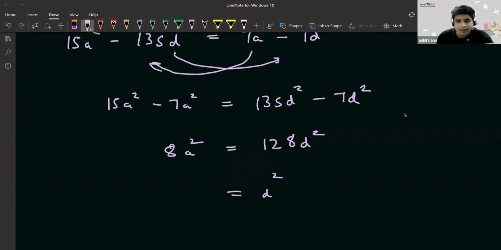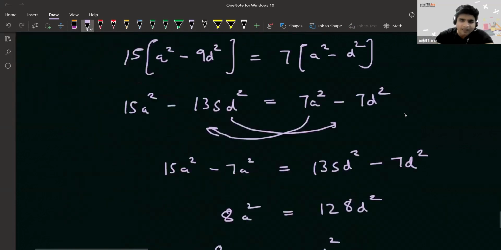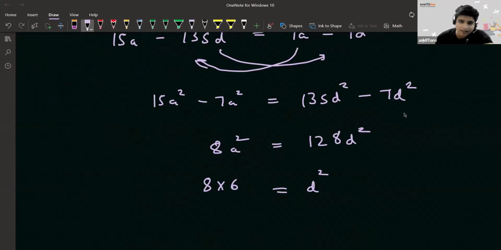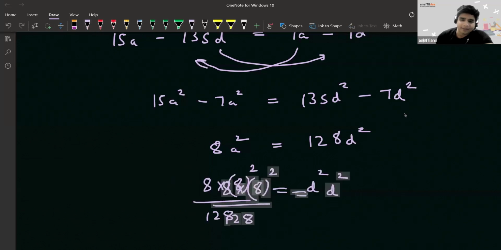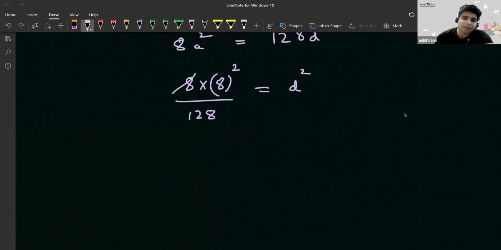So D square. And what was the value of A? That was 8, right? So 8 multiplied by 8 square upon 128. Right, everyone? Is this clear, everyone? Now, please observe 8 and 128 will cancel each other off, everyone. Okay, so it is going to become 1. 12 divided by 8, that is 1, remainder 4, 48, that is 6. Is this clear, everyone? 8 square upon 16 is equal to D square.